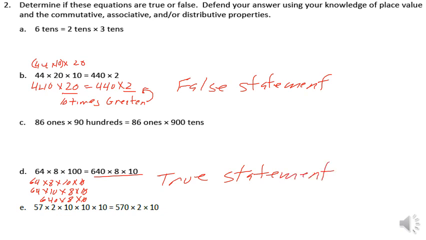Our last one, I'm comparing the two, and I know that if I multiply 57 and 10 together, I'll get 570. So I'm going to go ahead and do that. Now I have 570 times 2 times 10 remaining times 10. There were 3 tens here, and I did away with the 57 and this 10, which equals 570 times 2 times 10. And I can see already I've got an extra multiple of 10 in here. So this would be a false statement.